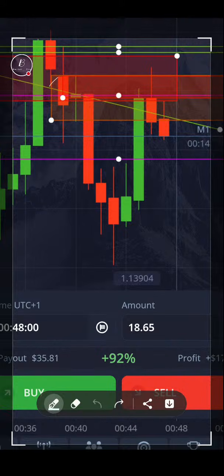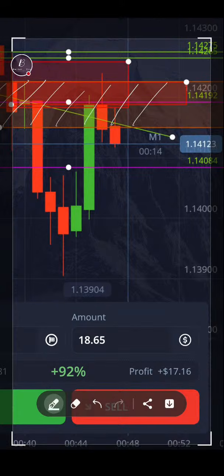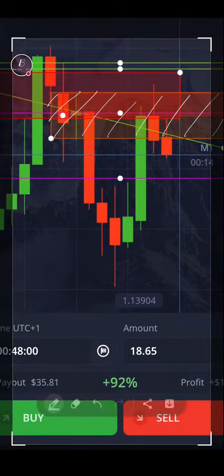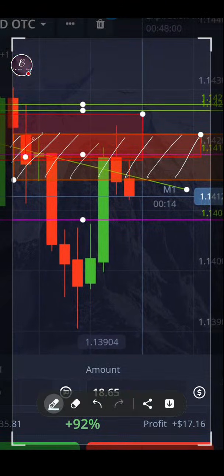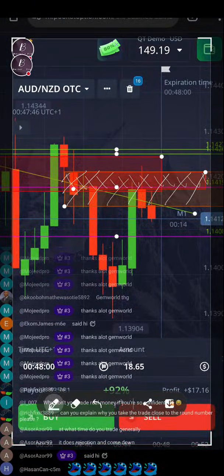Now you see this whole area is the order block. This is the order block area. You understand? All this area. Now, the supply area is just this part. You understand? Now, you have the sellers.